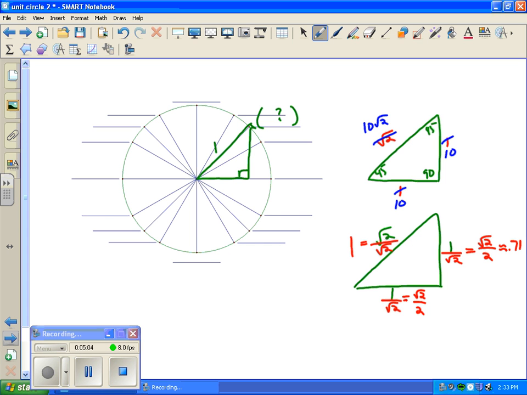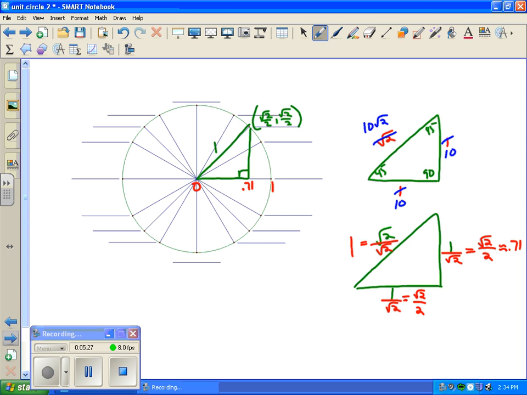Okay, do you think if this is 0 and that's 1, that this looks like it could be about 71 hundredths? Hopefully you'd say that's yes. So that means that the ordered pair right in the middle of quadrant 1 is the square root of 2 over 2, square root of 2 over 2. Did we get a fraction smaller than 1? Yes.